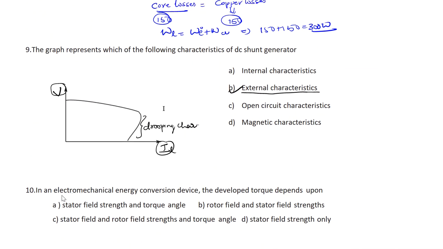In an electromechanical energy conversion device, the developed torque depends upon. Yes. Guess the answer. Yes, the answer is C here. Okay, in electromechanical energy conversion device, the torque is proportional to phi m1 into phi m2 into sine phi here. That means directly you can say the stator field and rotor field strengths and the torque angle here. So phi is nothing but a torque angle here. Okay, so answer is C here.